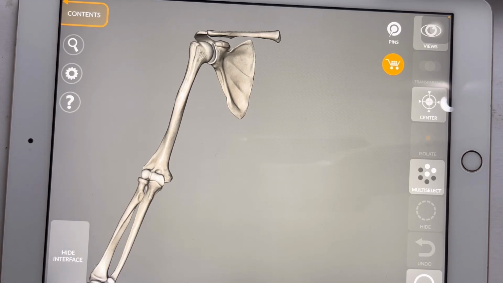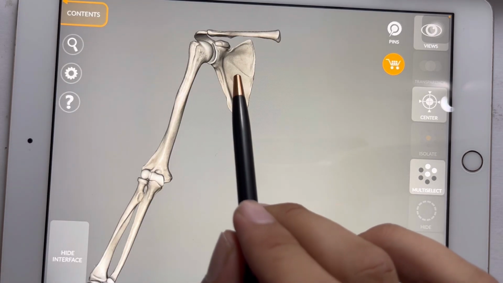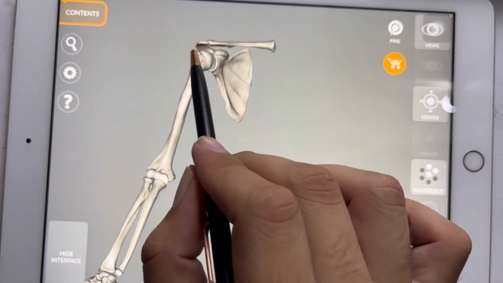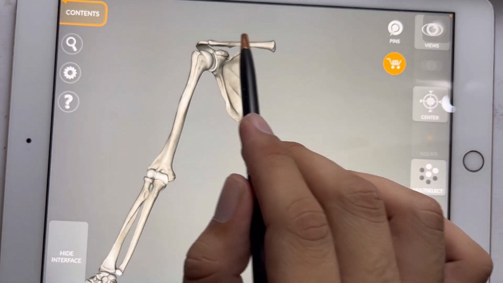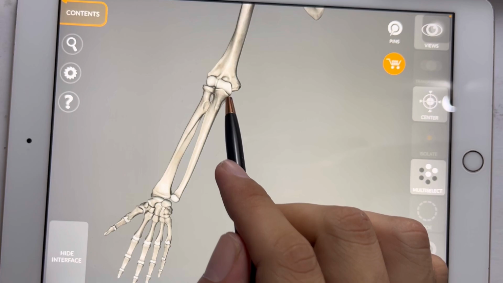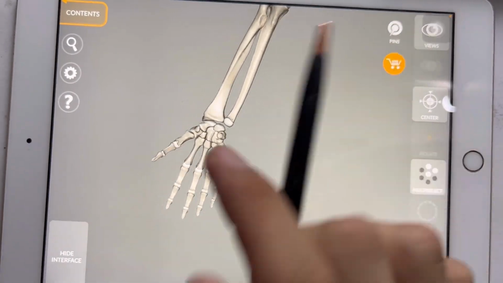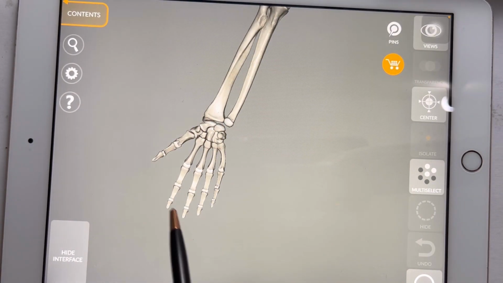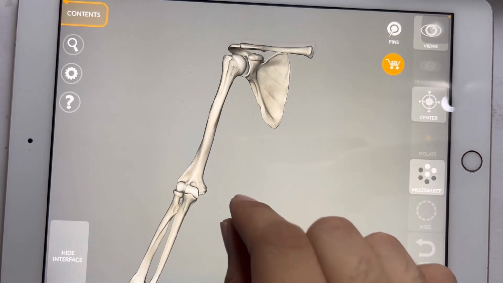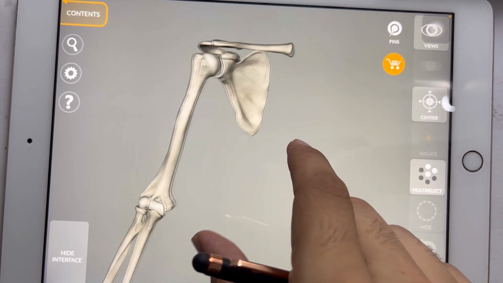Hello doctors, welcome back. In this video lecture we will discuss the osteology of the upper limb. Student, the upper limb has 5 regions: the shoulder region, the arm region, the forearm region, the wrist region, and the hand region. So we will discuss each region in detail later in this video.